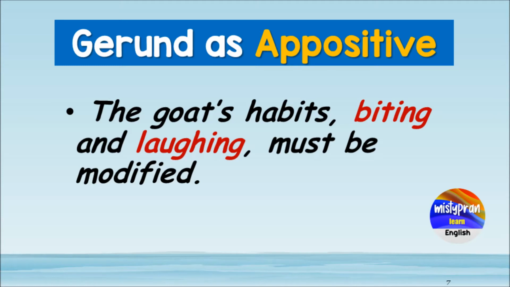Gerund as appositive. Now, what is an appositive? An appositive is a noun that renames another noun. So look at the example. The goat's habits, biting and laughing, must be modified. It sounds funny, but here biting and laughing are used as appositives.